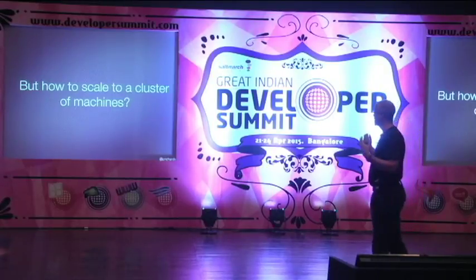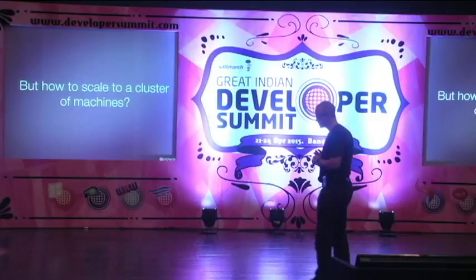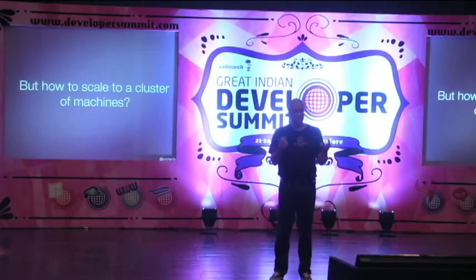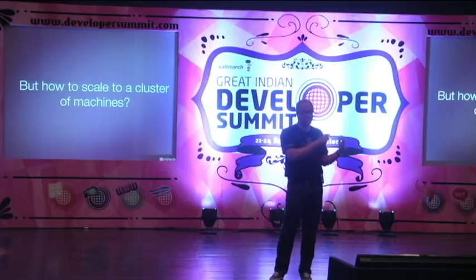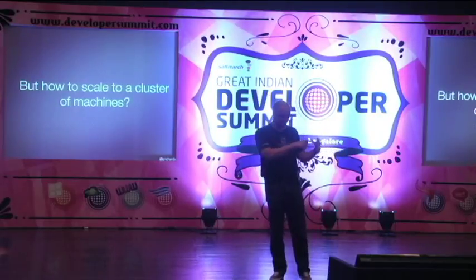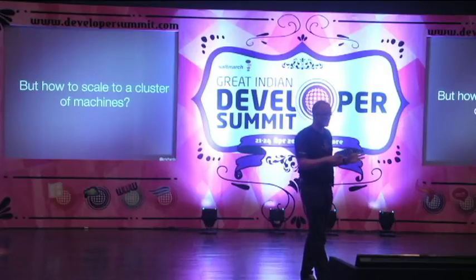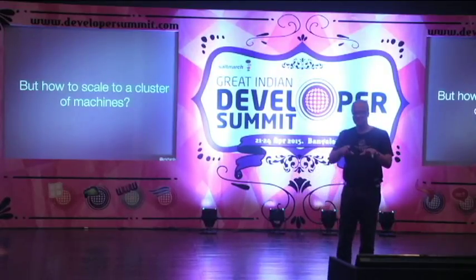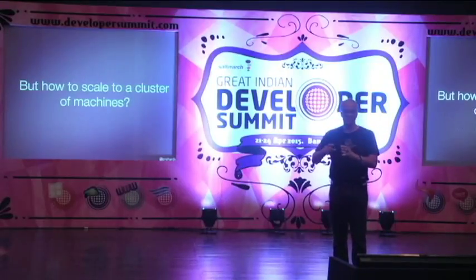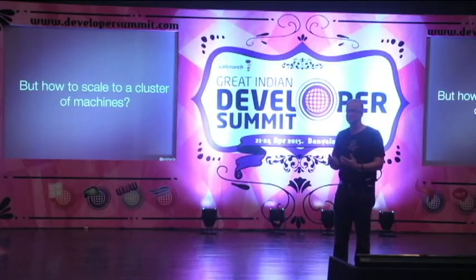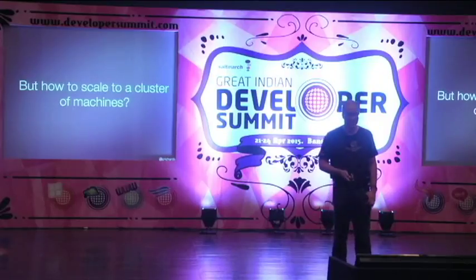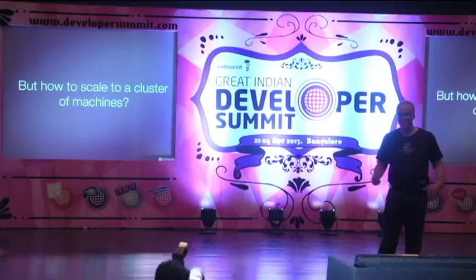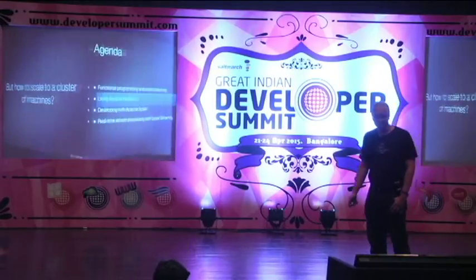So the question is, how do we scale this up to a cluster of machines? Perhaps we've got a massive amount of data that is too big to reside on one machine, or perhaps the operation that we want to perform on each of the documents is too computationally expensive to be done on a single machine, so we need to scale it out. So we're going to have a clustered version of word count.